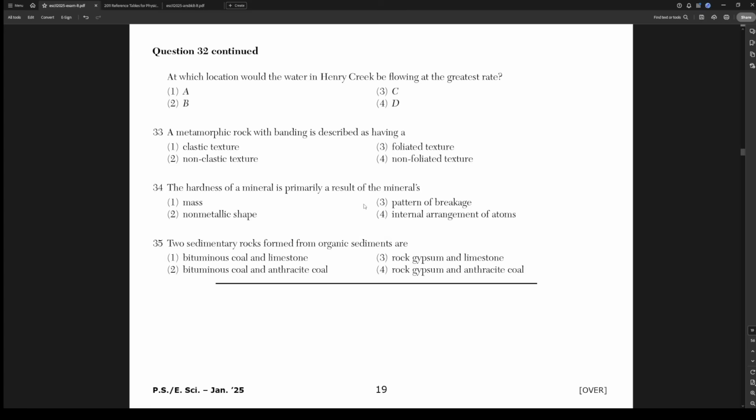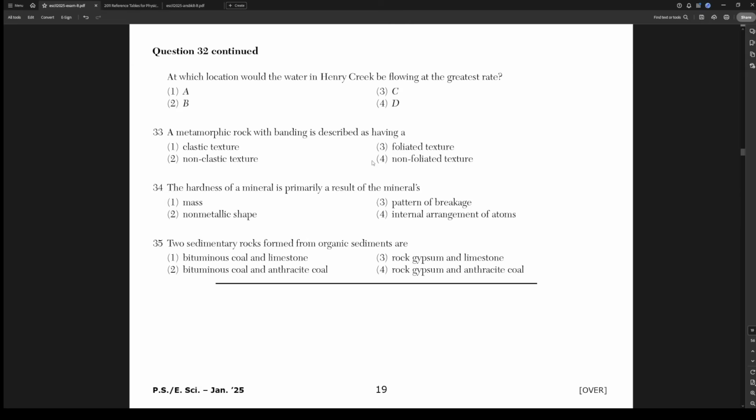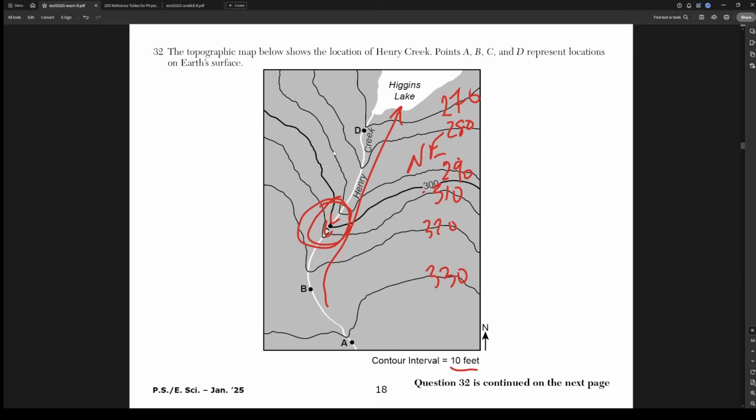So let's see. Which location would the water be flowing at the greatest rate? All right, I didn't expect that, but that's going to be where it's steepest. So that's going to be here. The water will go faster because it's the steeper hill. The lines are closer together. So it's going to be choice C. A metamorphic rock with banding is described as, wow, that's really the only question they asked about 32.